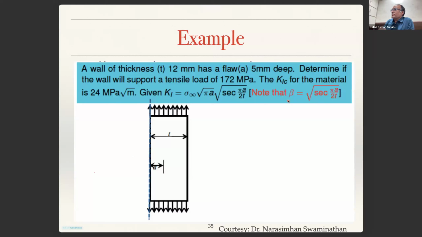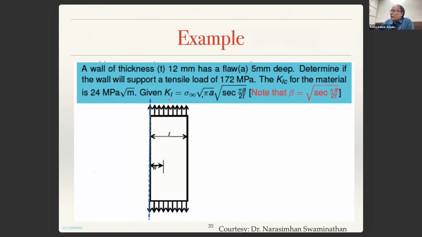Now, this is another problem. You have a wall whose thickness is 12 mm. This is the wall whose thickness is 12 mm. It has a flaw 5 mm deep. So crack length is 5 mm. Determine if the wall will support a tensile load of 172 MPa. If the wall is experiencing a 172 MPa load, whether it will fail or not. The fracture toughness of the material is 24 MPa root meter.